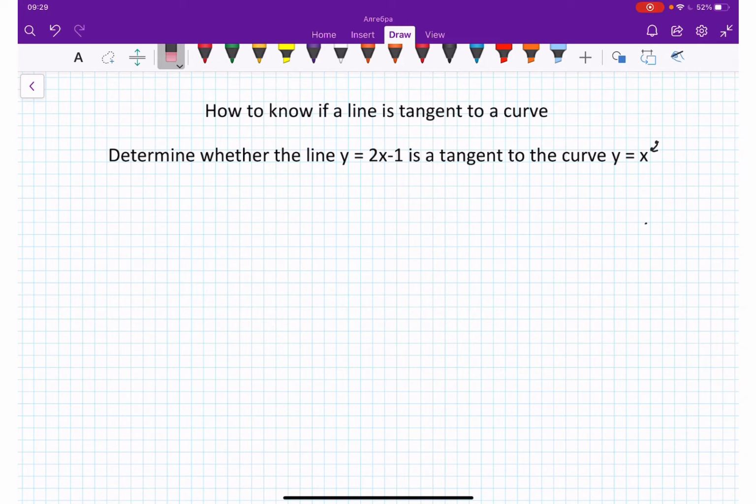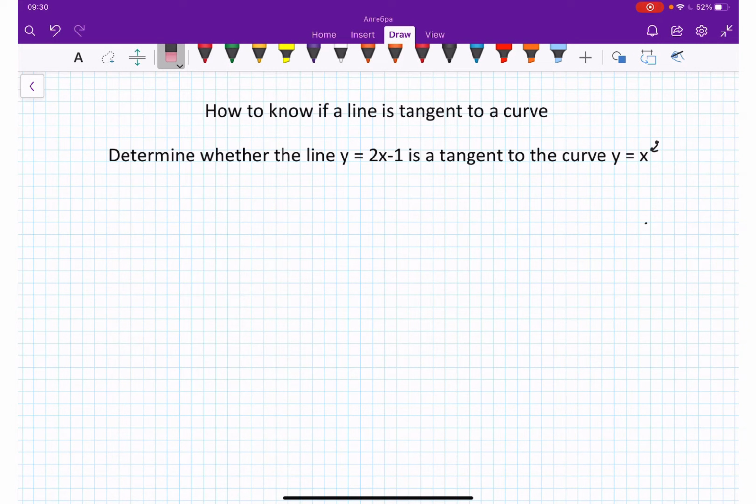In my previous video, I showed how to calculate a tangent line to a curve. Now here we're going to do it backwards. The line is given and the curve is given, and we need to figure out whether this line is a tangent to the given curve. Shortly saying, figure out if this equation, in this case 2x minus 1, is an instantaneous rate of change. And we need to find this out through the derivative.